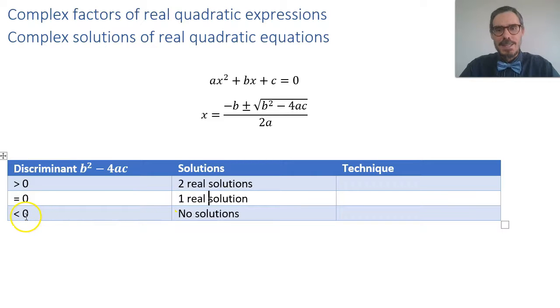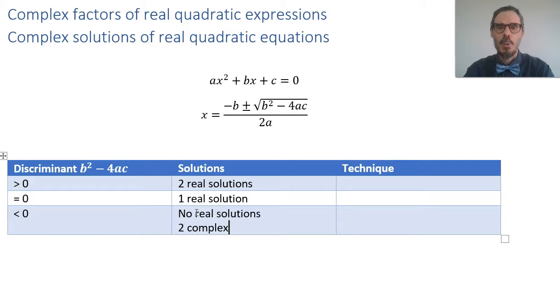If the discriminant is less than 0, you've got no real solutions, but you actually have two complex solutions. And they are actually conjugates. Two complex conjugate solutions. You'll see that when we do some examples later. You'll see how these always turn out to be conjugates.